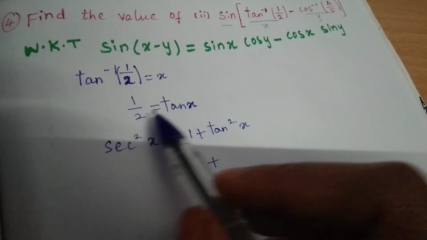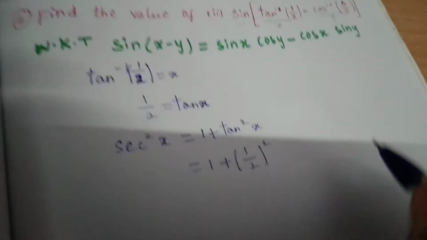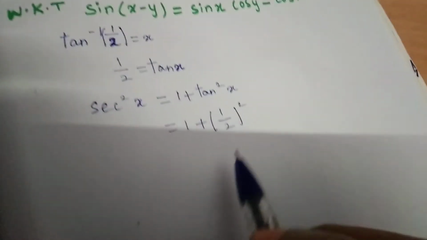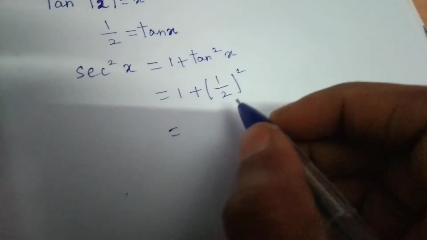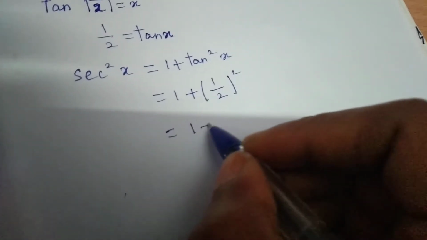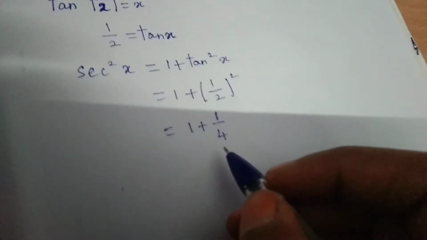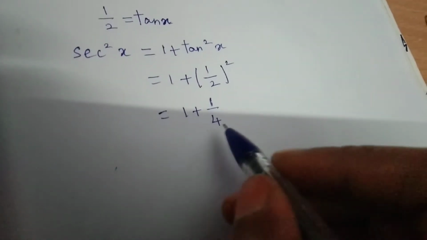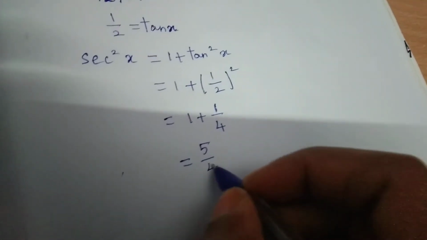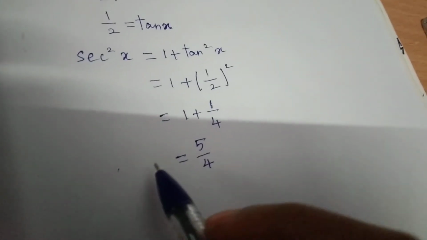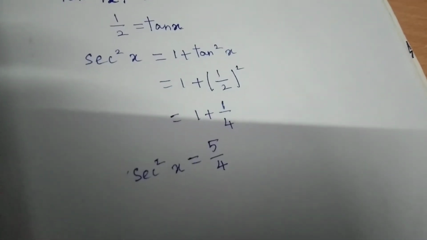What is the value of tan x? It is 1 by 2. So secant square x is equal to 1 plus (1 by 2) the whole square, which is 1 plus 1 by 4. Cross multiplying, 4 plus 1 is 5 by 4. So secant square x is 5 by 4.